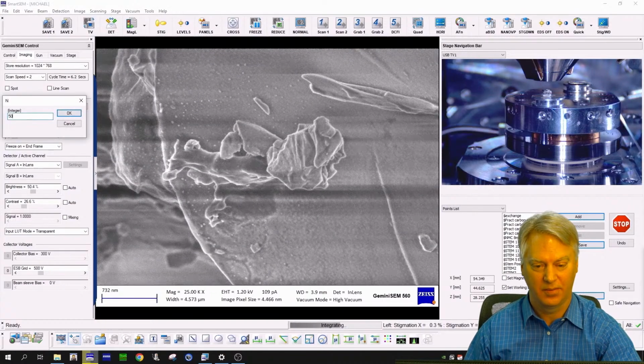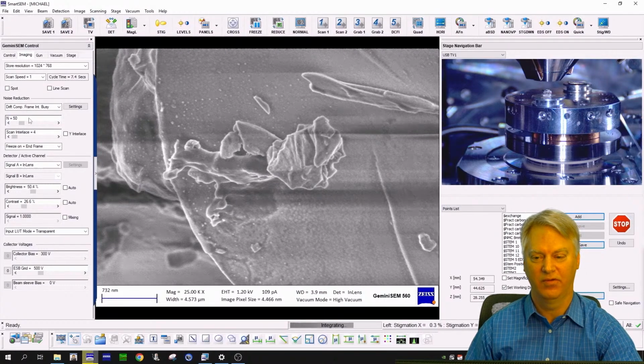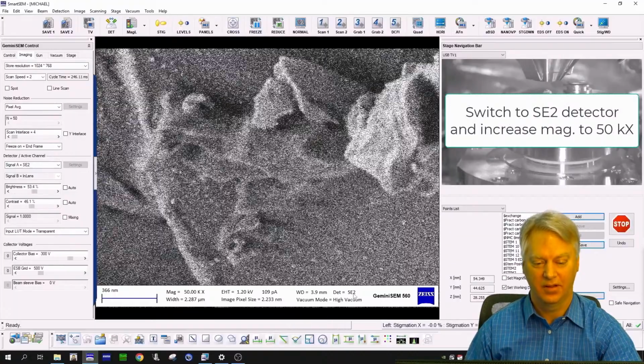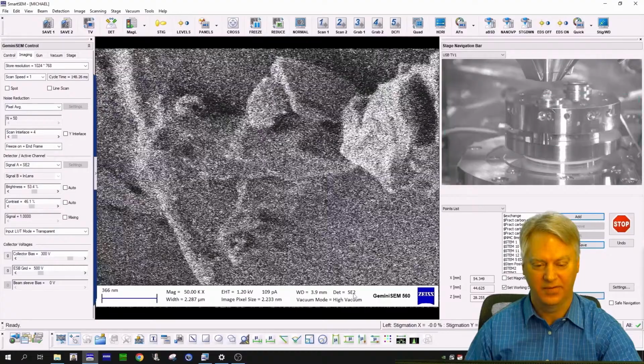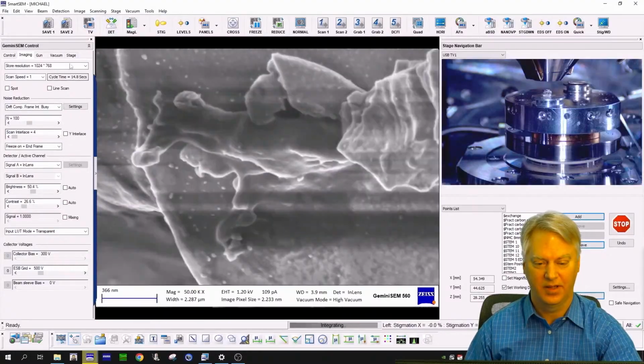We'll go through that. And even with a really fast scan speed of 1, that's not getting rid of the charging very effectively. I'm going to skip the 50,000 times magnification here. Skip through that, and we see the same charging.